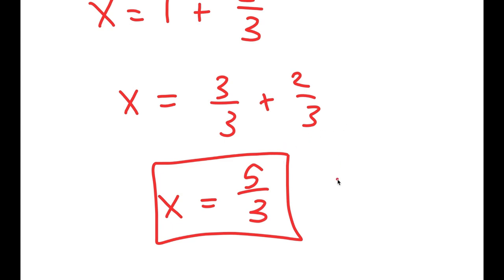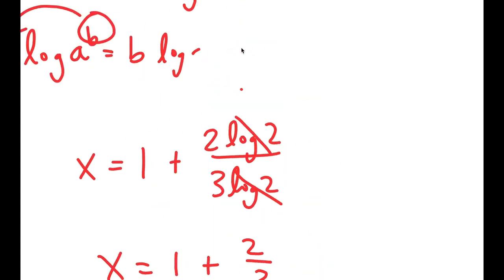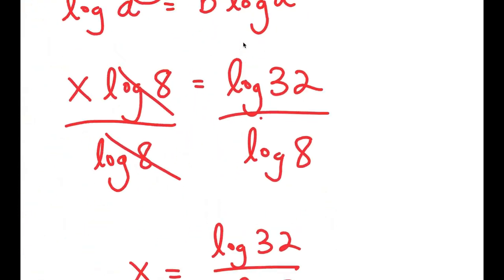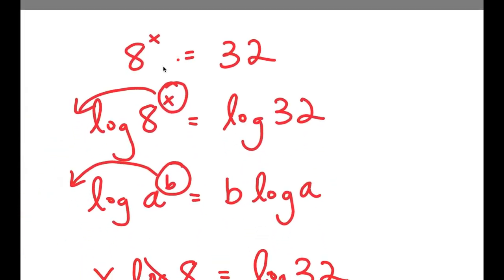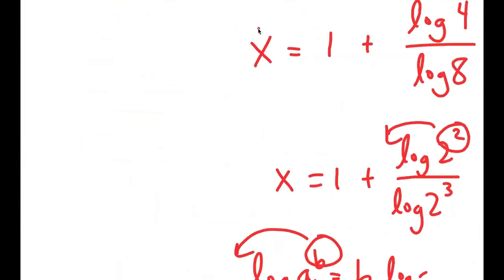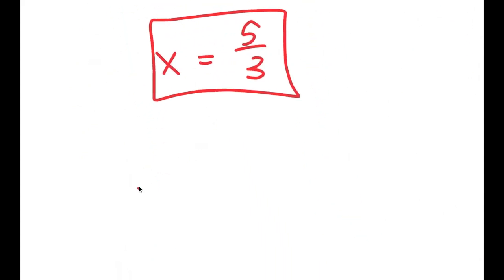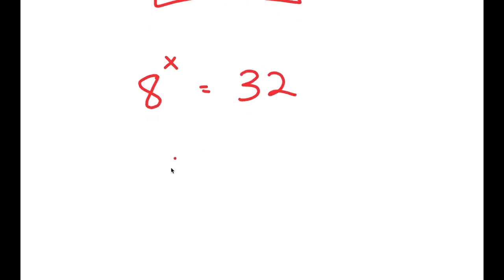Now, how do we know that this is the right answer? Going back, we have 8 to the power of x equals 32, and we're plugging in 5 over 3. So we get 8 to the power of 5 over 3 is equal to 32.